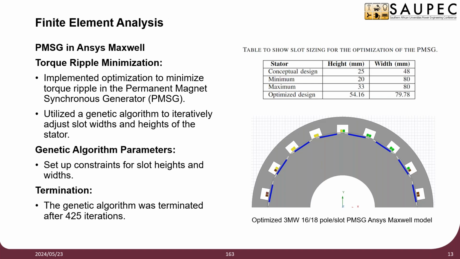The PMSG was also optimized with the genetic algorithm, which was terminated after 425 iterations. The maximum and minimum constraints for the slot dimensions are shown in the table, as well as the optimized values of 54.16 millimeters and 79.78 millimeters for the stator height and width.